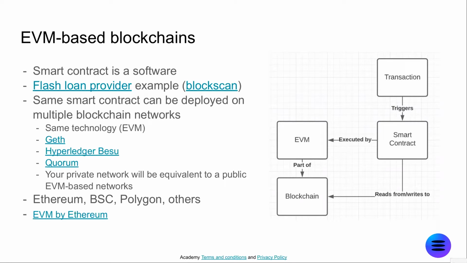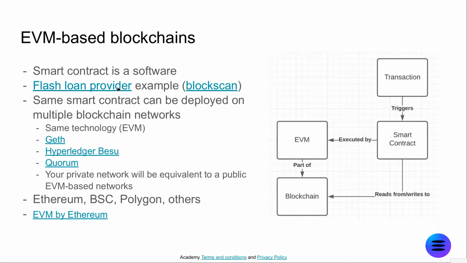So the only thing you need to somehow remember here is that a smart contract is a software. It will be executed on the Ethereum virtual machine, and it can get input either from the blockchain or from the transaction that triggers the smart contract method.